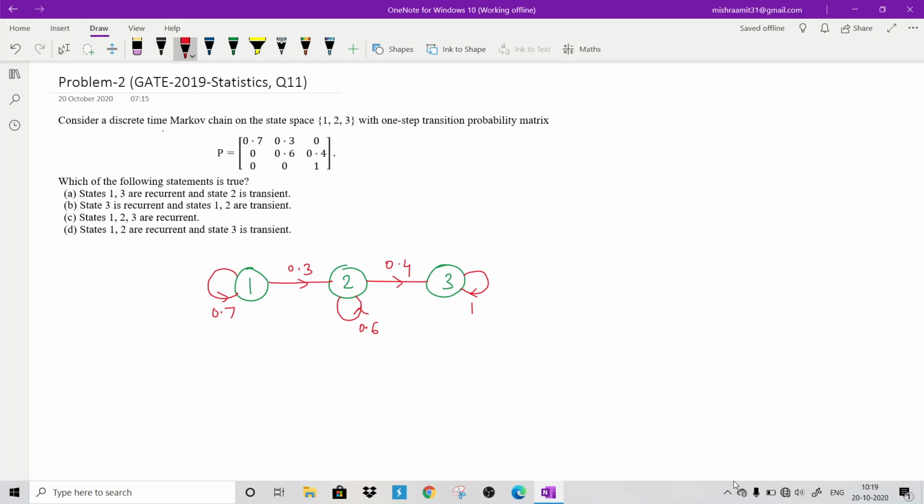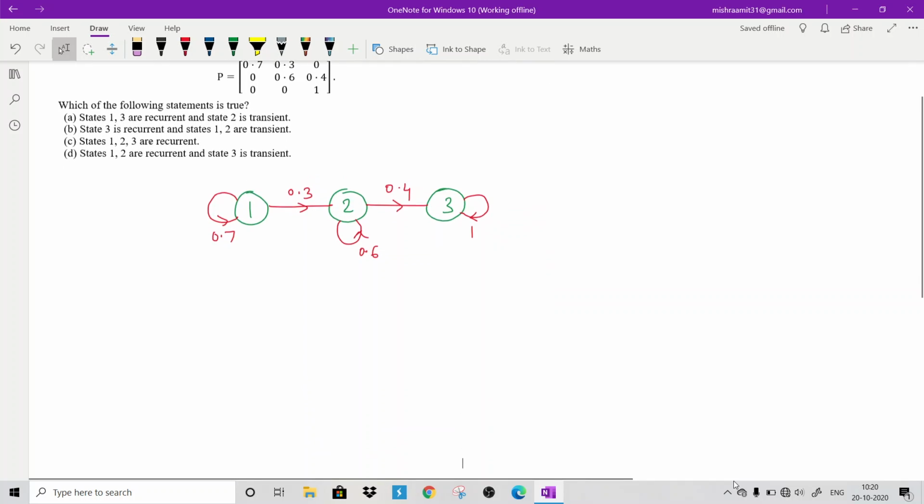So these are the answers by just seeing and arguing, but we will find the answer using the proper definitions and proper mathematics. What we are observing is that 1 and 2 should be transient and 3 should be recurrent. So the answer should be option B: state 3 is recurrent and states 1 and 2 are transient. Now we will find it out mathematically. That means we will write down everything and we will use the definition.